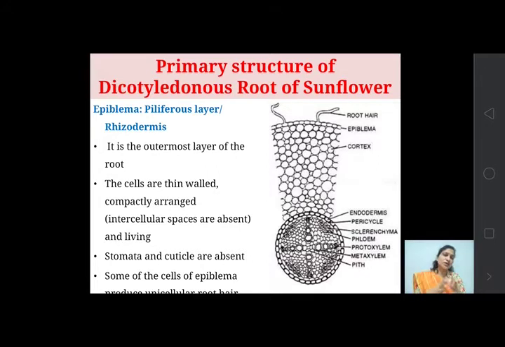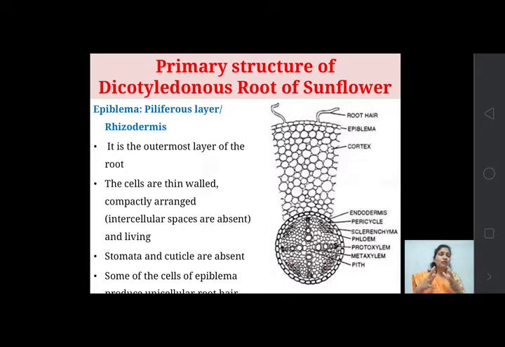You can see in the picture that the uppermost part is a single layered structure, then the middle part is the cortex, then this one circular part you can see there is the endodermis. Then under the endodermis there is the pericycle, and then at the center there are phloem, xylem and the pith region. So let's see one by one what this structure is.